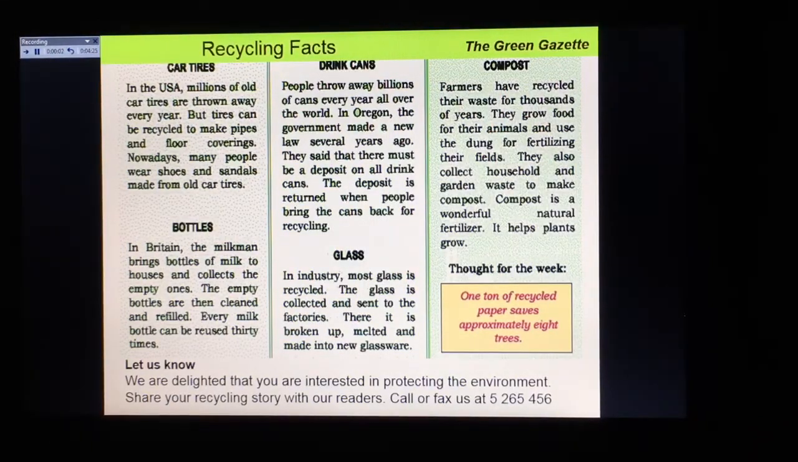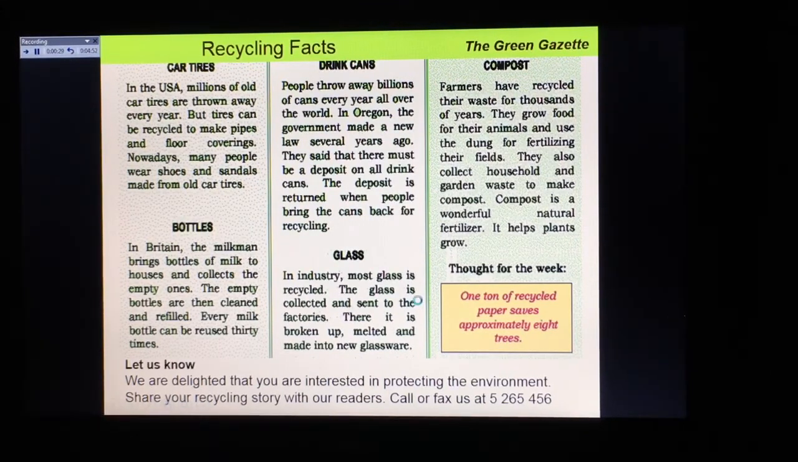Recycling facts on the Green Gazette. We have the text about car tires, drink cans, compost, bottles, and glass. Now, 5 minutes for you to read the text. You should stop the video and read the text. And now, I go on.